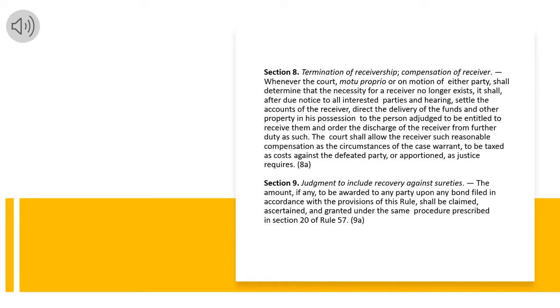The court shall allow the receiver such reasonable compensation as the circumstances of the case warrant, to be taxed as costs against the defeated party, or apportioned, as justice requires. Section 9. Judgment to include recovery against sureties. The amount, if any, to be awarded to any party upon any bond filed in accordance with the provisions of this rule, shall be claimed, ascertained, and granted under the same procedure prescribed in Section 20 of Rule 57.